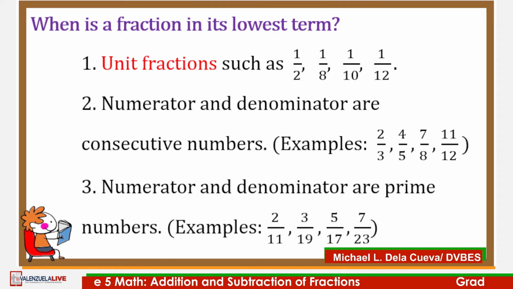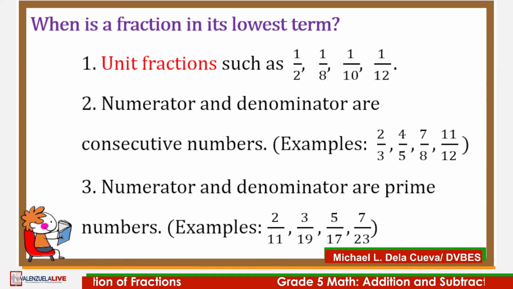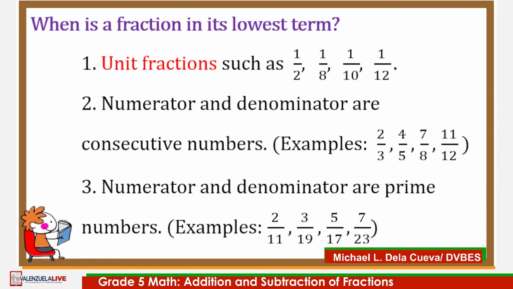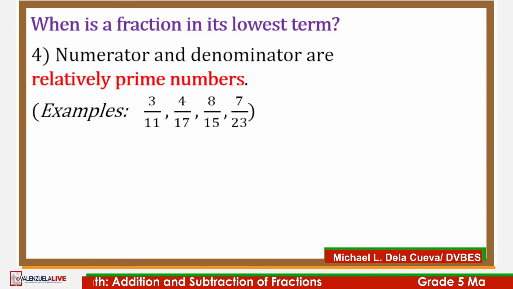And the third one, we have if the numerator and denominator are prime numbers. Remember though that prime numbers are whole numbers greater than 1, and it has two factors, number 1 and the number itself. Like for examples, 2/11, 3/19, 5/17, and 7/23.